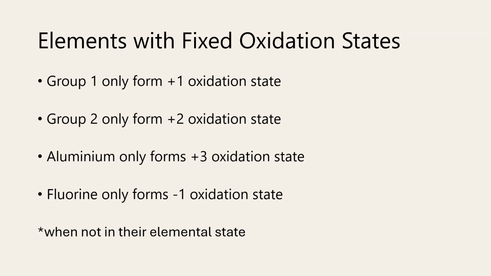So those are the metals that have a fixed oxidation state. There is also one element that's not a metal that has only one oxidation state, and that's fluorine. Fluorine, when it's not in its elemental form, only forms the -1 oxidation state. So these are important to know and remember. These are your absolute guarantees of what oxidation state an element on this list is in.